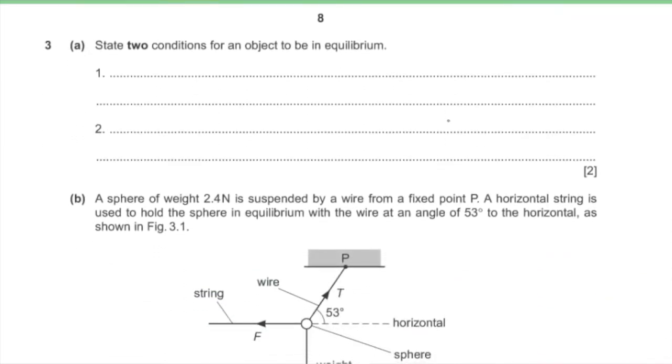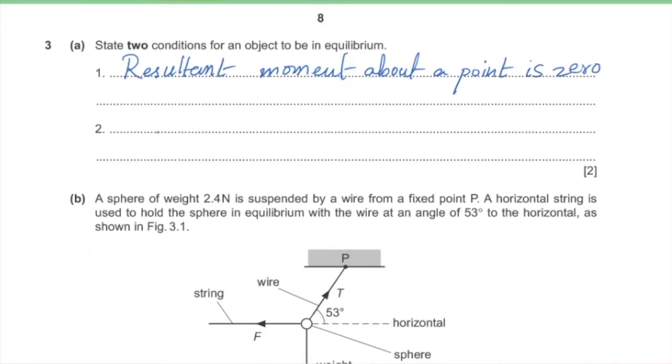Question number 3, part A, state two conditions for an object to be in equilibrium. So there is going to be zero resultant moment about a point and zero resultant force.